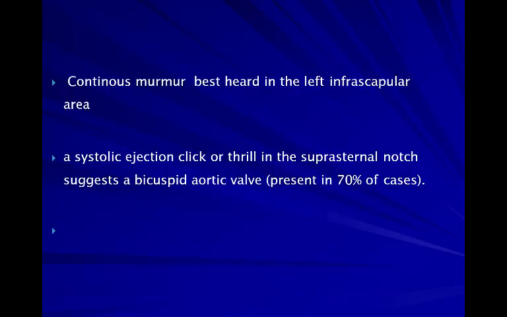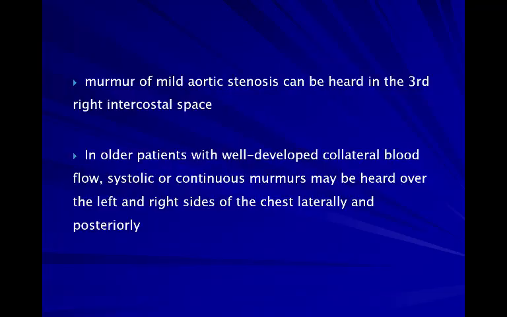By auscultation, there is a continuous murmur best heard in the left infrascapular area, and the continuous murmur starts late after the first sound and continues through the second sound. A systolic ejection click or thrill in the suprasternal notch suggests bicuspid aortic valve, which is present in 70% of cases of aortic coarctation. Murmur of mild aortic stenosis can be heard in the third right intercostal space. In older patients with well-developed collateral blood flow, systolic or continuous murmur may be heard over the left and right sides of the chest laterally.